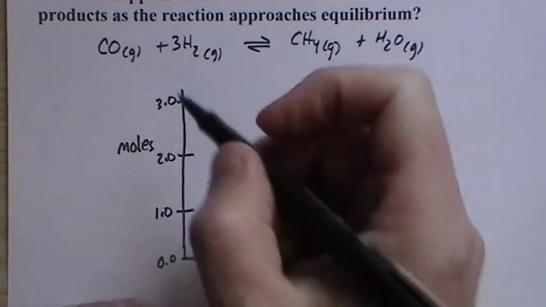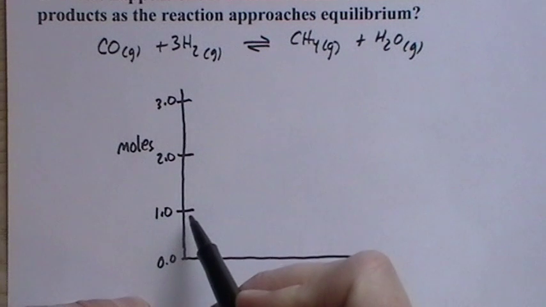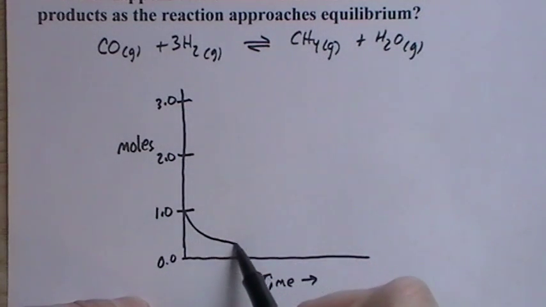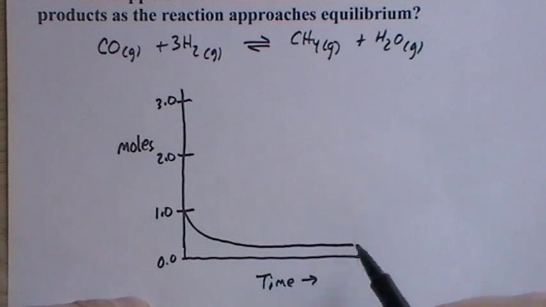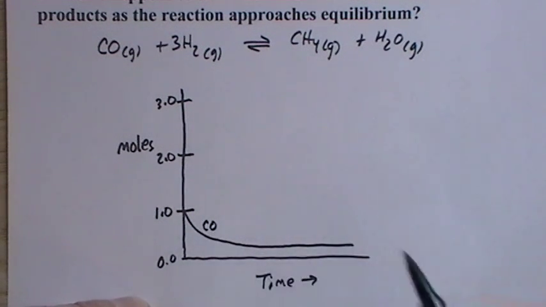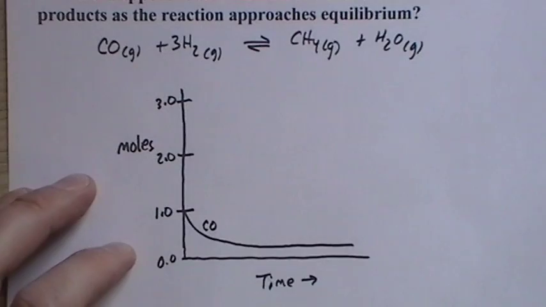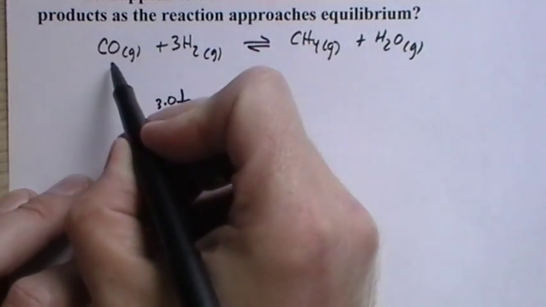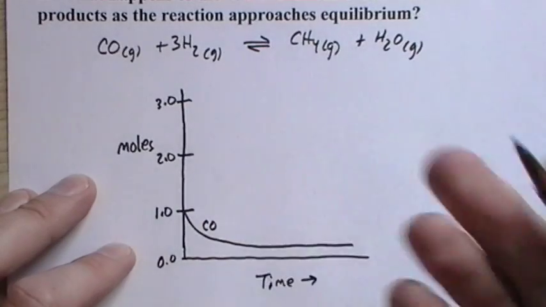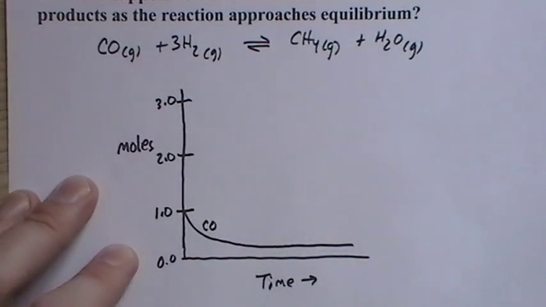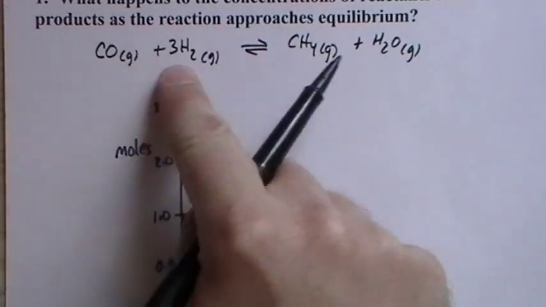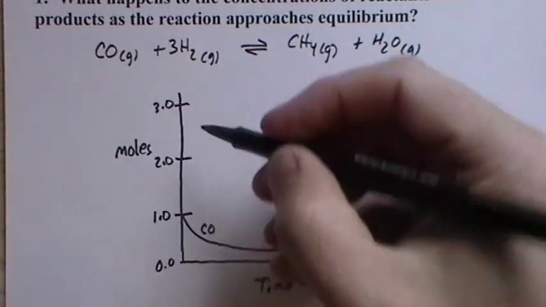So let's say we start out with 1 mole of CO. So it starts out at 1 mole and then it drops away. So this is CO, or moles of CO. The hydrogen, let's say we have 1 mole of CO and 3 moles of H2. I just picked those. It could be anything, but we'll stick with something that is in the same ratio of whole numbers as the coefficients.